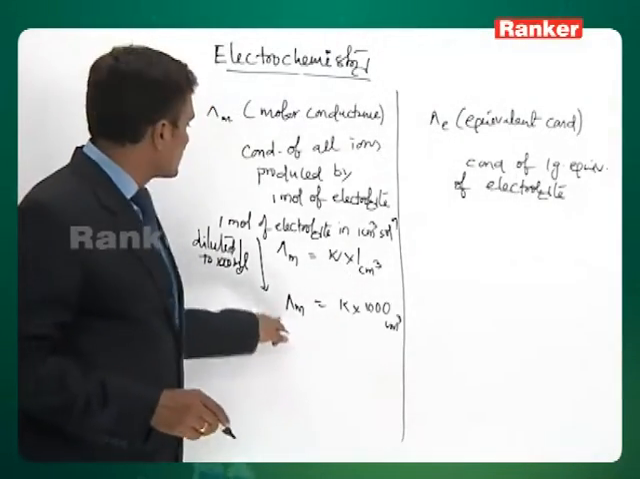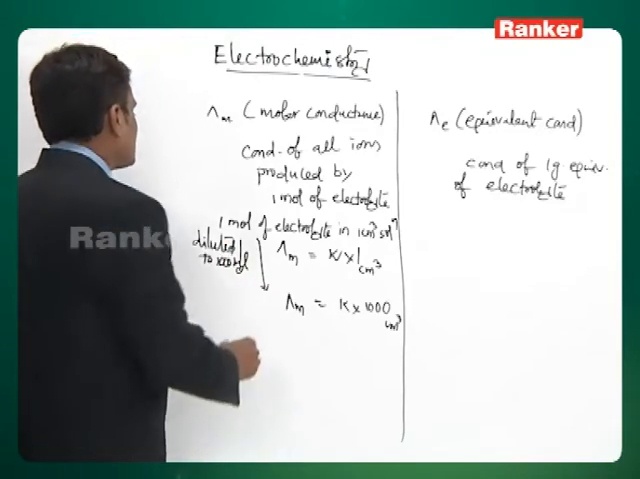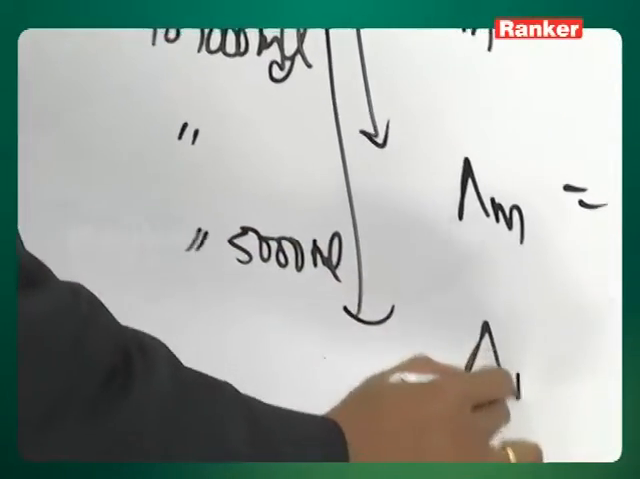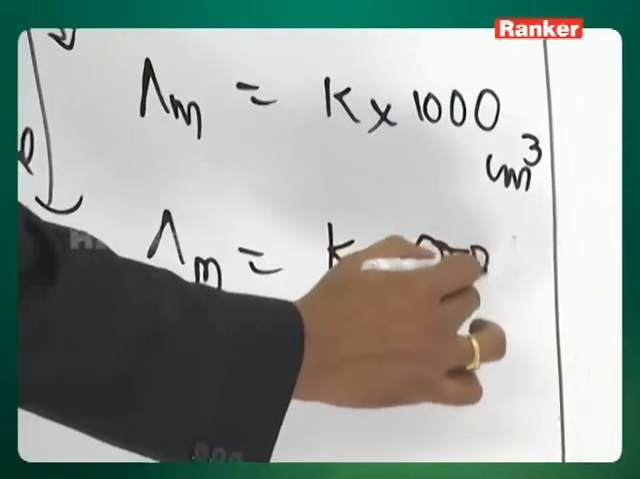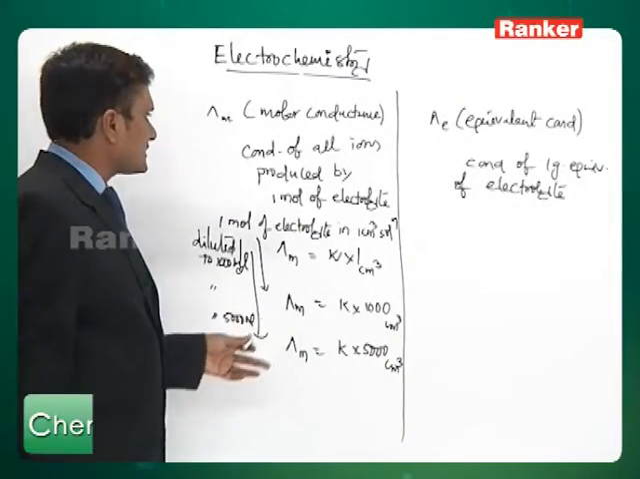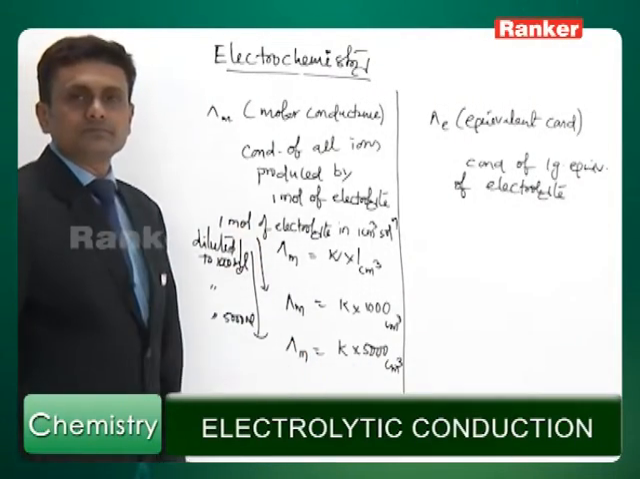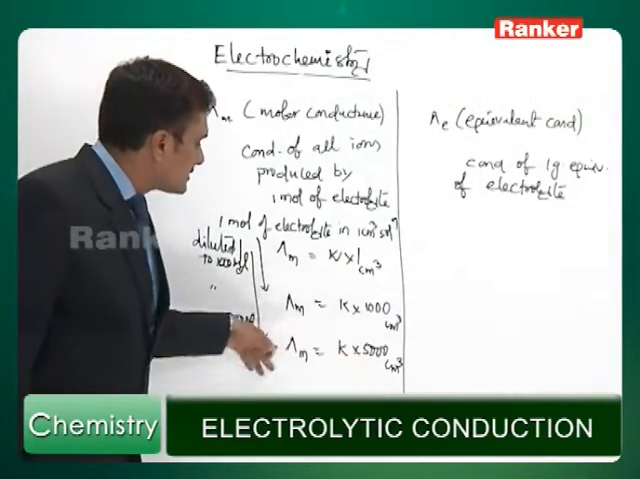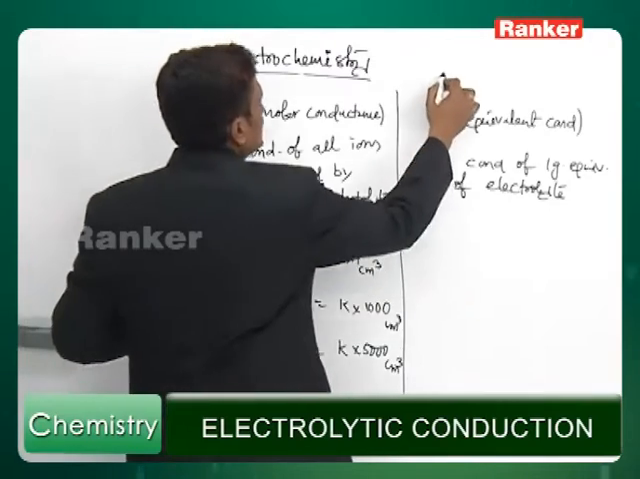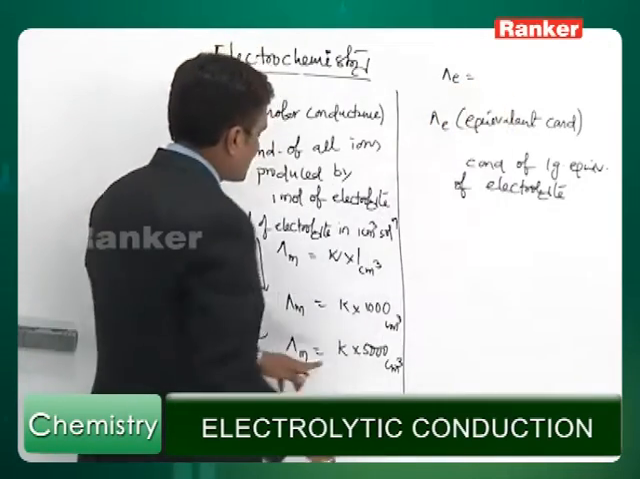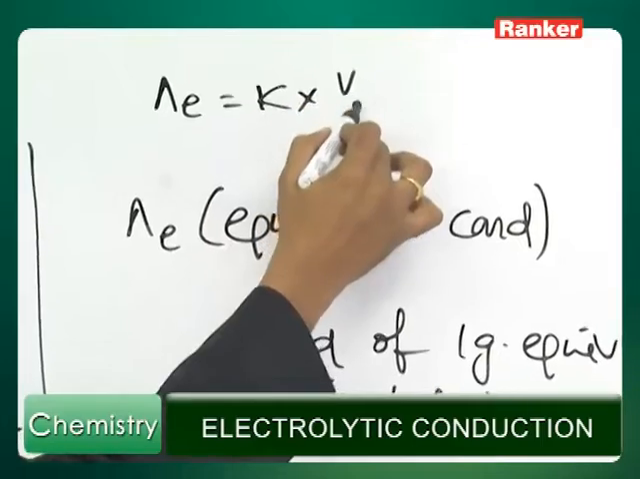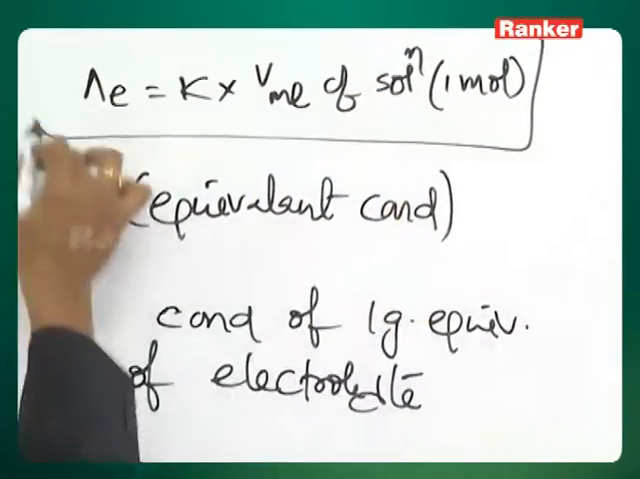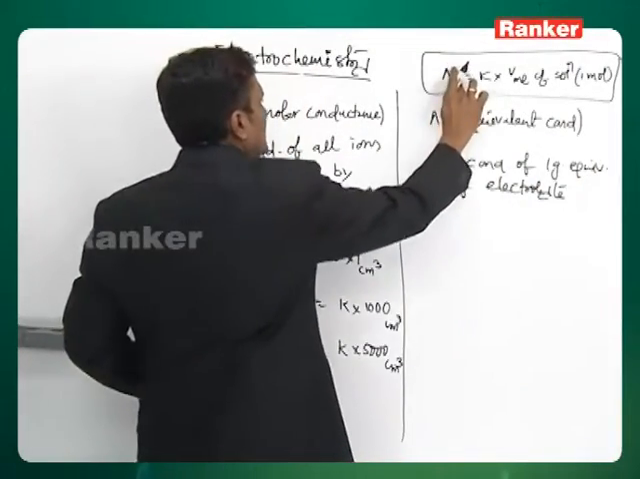Lambda is not going to change because moles are not going to change upon dilution. Now when I make it 5000 ml also, you all know that lambda is not going to change, but this will become K into 5000 centimeter cube. What I mean to say is that this lambda is affected by this volume. So the parameter coinciding these two, I will write as lambda E equal to K into the volume of solution having 1 mole of electrolyte.